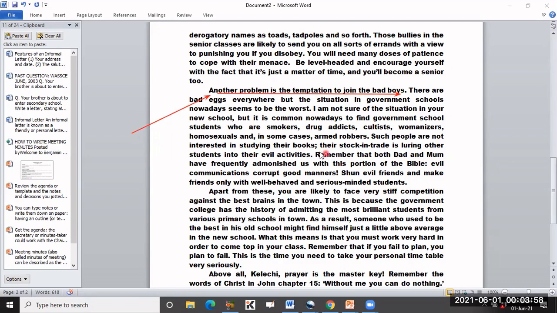Remember that both Dad and Mom have frequently admonished us with this portion of the Bible. Evil communications corrupt good manners, all right? Shun evil friends and make friends only with well-behaved and serious-minded students. You see, you have named the problem, you have explained it, and then you have provided a solution to it.